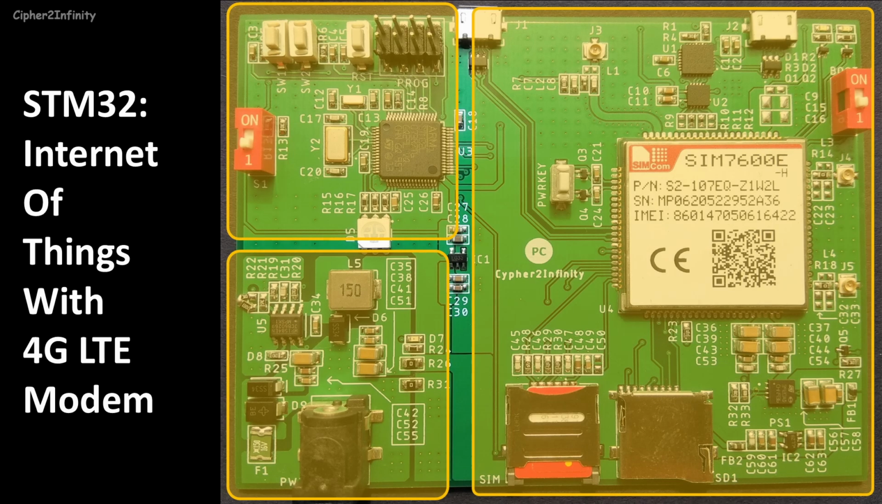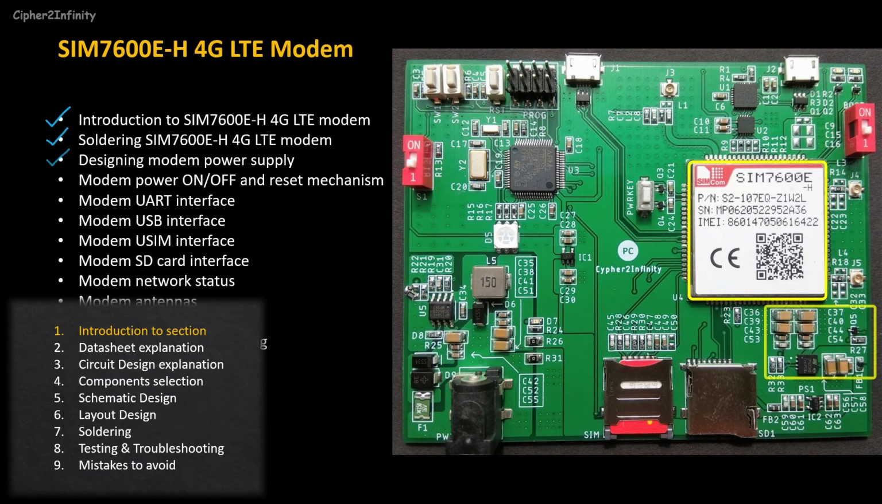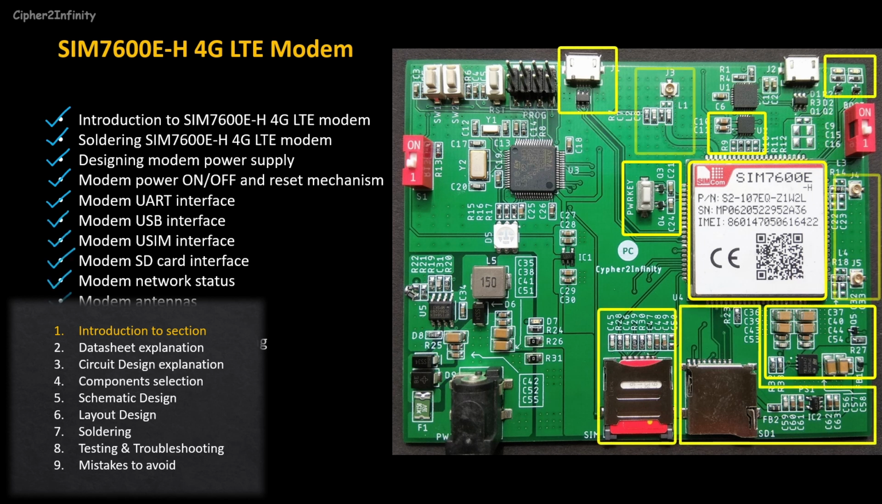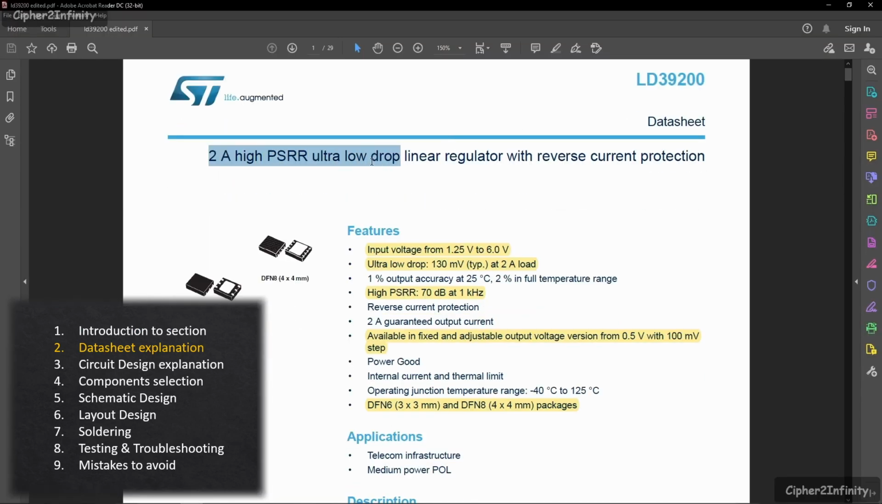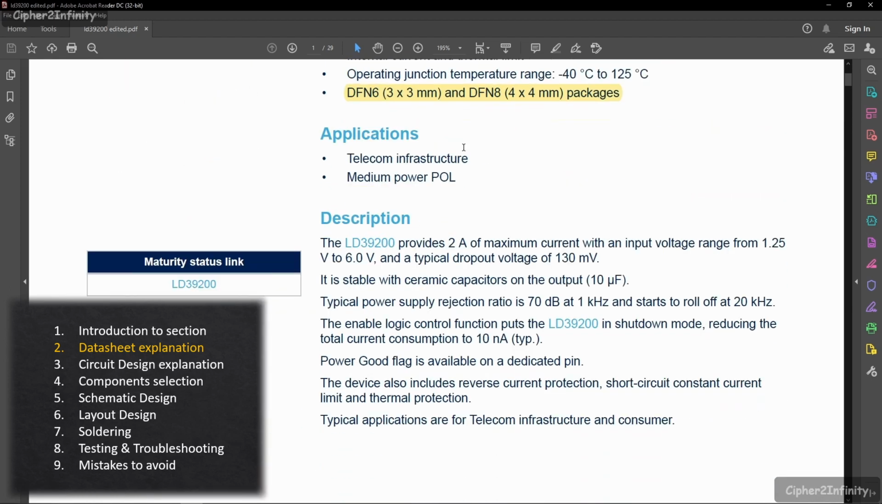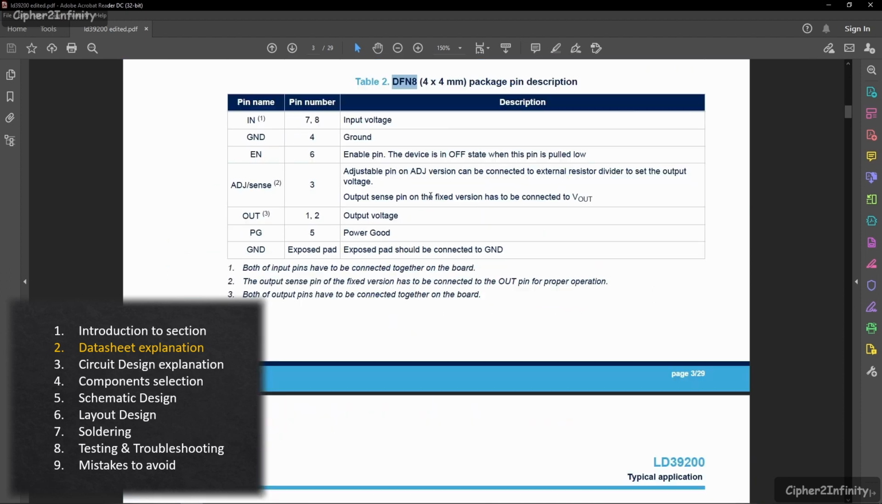Now let me tell you how these sections are structured. Every section of this course is structured in this format. First, I will give you a brief introduction to that section and we will see the topics that we are going to learn in that section. Later, I will walk you through the data sheet of the components present in that section, and we will try to understand the different specifications of that component.